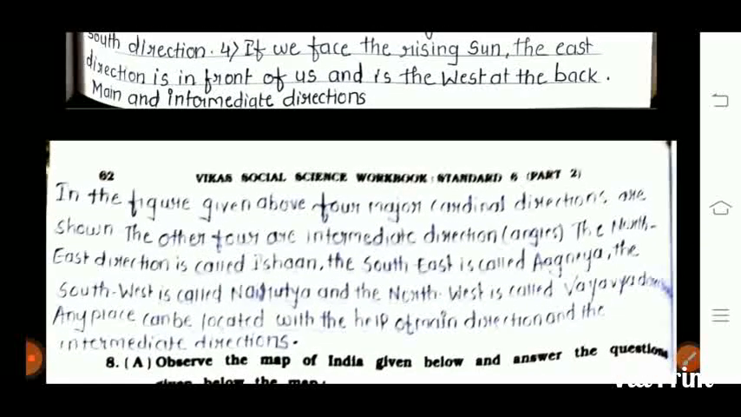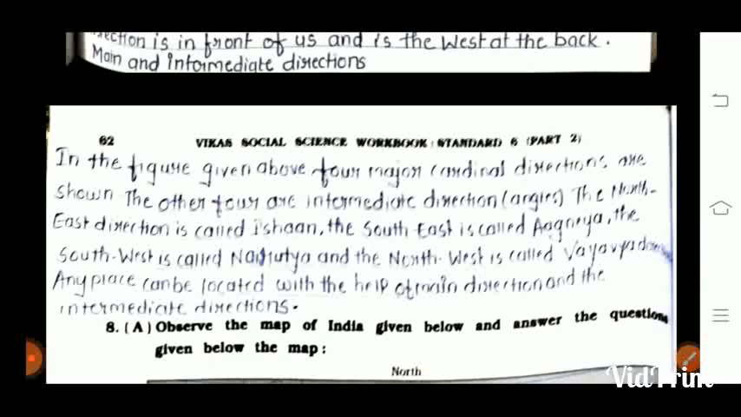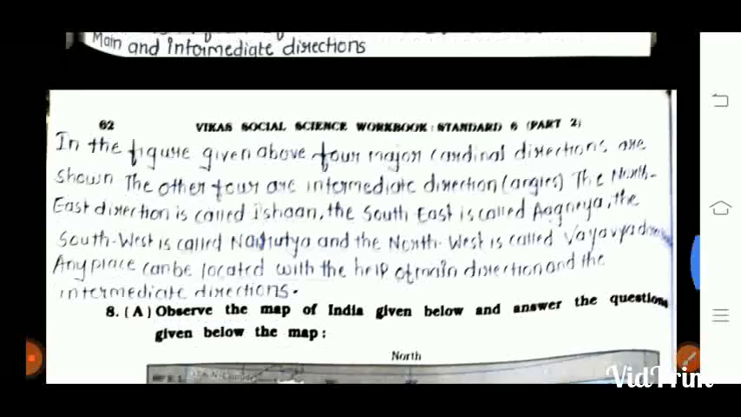In the figure given above, 4 major cardinal directions are shown. The other 4 are intermediate direction angles. The northeast direction is called Ishan. The southeast is called Agneya. The southwest is called Nairutya and the northwest is called Vayavya direction. And any place can be located with the help of a main direction and the intermediate direction.